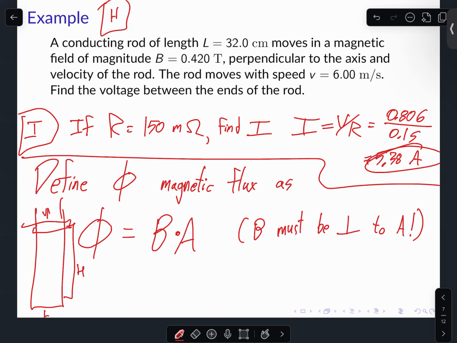Now here's the thing. H is going to change. This is going up at speed v. Can anyone tell me an equation from last semester that tells me how high the bar is at any time? Your formula should give you h when time equals 0, and it should have the height changing by v meters per second.